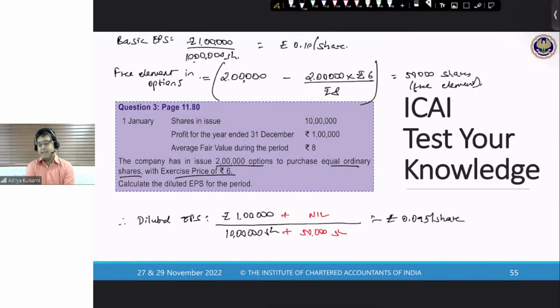Is it okay? Did you understand? So this is how you are going to get your free element in the options, which becomes the basis for your diluted EPS workings.